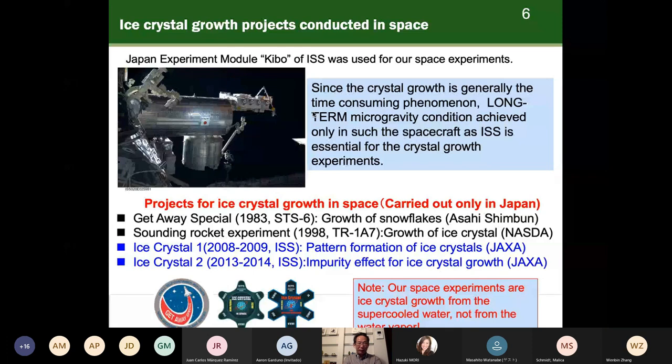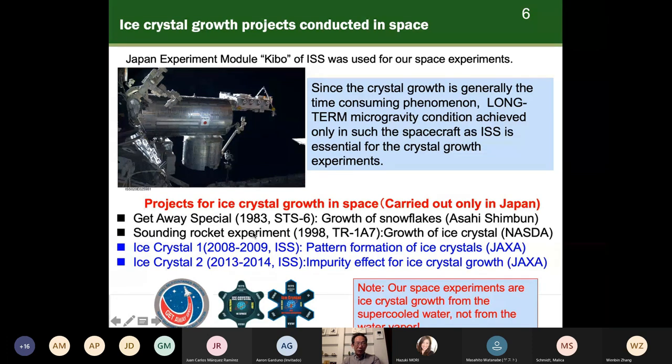Unfortunately, they couldn't obtain good data from this project. The other three projects were carried out by myself. The second one was a sounding rocket experiment carried out in 1998. We did a growth experiment of ice crystals from supercooled water. So this is a melt growth experiment of ice, which is different from the growth of snowflakes. You should note this.